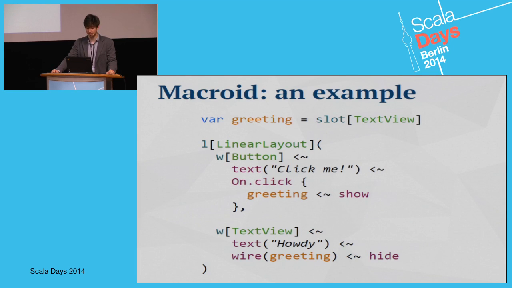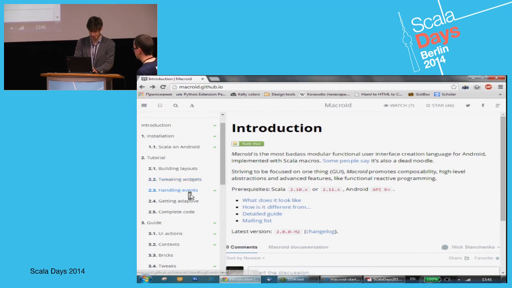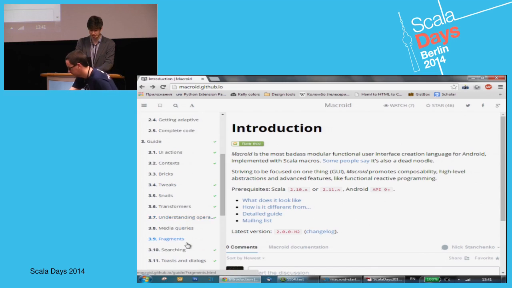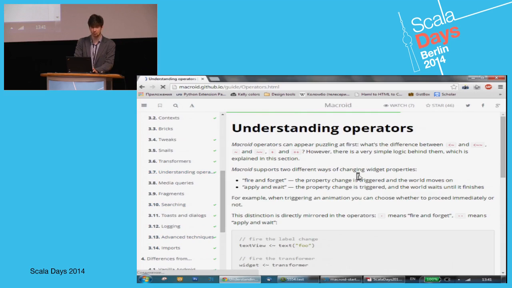And regarding the arrows, there are actually just two types of arrows, the single one and the double one. The difference is that the single arrow is instant, and the double arrow waits for the completion. And if you go to the documentation, there is actually a separate page explaining the difference between the arrows and the design choices.